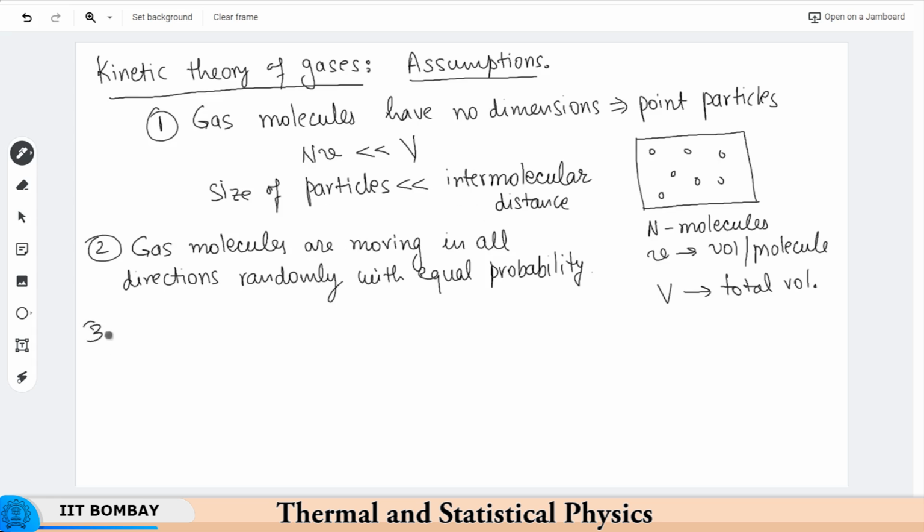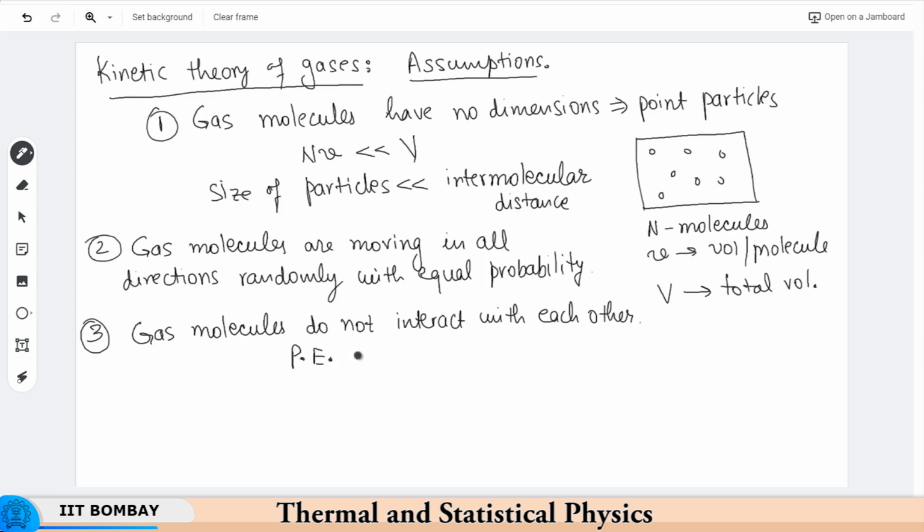Now let us move on to the third assumption, which is a very important assumption. It concerns the interaction, the potential energy. Gas molecules do not interact with each other. And what that means is their potential energy is exactly 0.